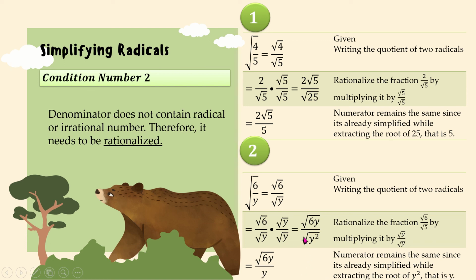Index 2, exponent 2, cancel. The y comes out. So, the denominator is no longer a radical. Even if the numerator is still a radical, as long as the denominator is not a radical nor irrational. That is all about condition number 2.